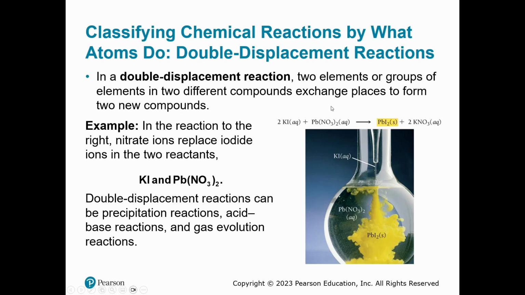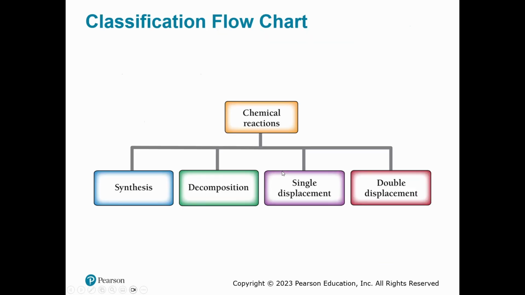We have our precipitation reaction, which is almost always a double displacement reaction. So double displacement reactions are probably the most common type of reaction that we're going to do in this class. And that's because they typically lead to these precipitation reactions.